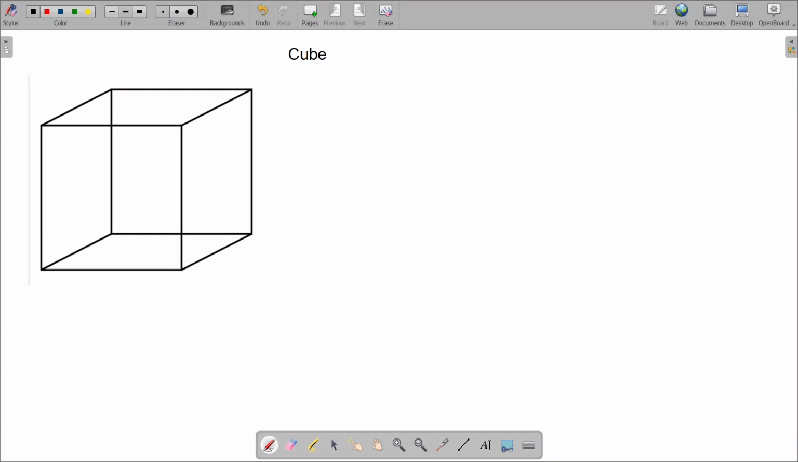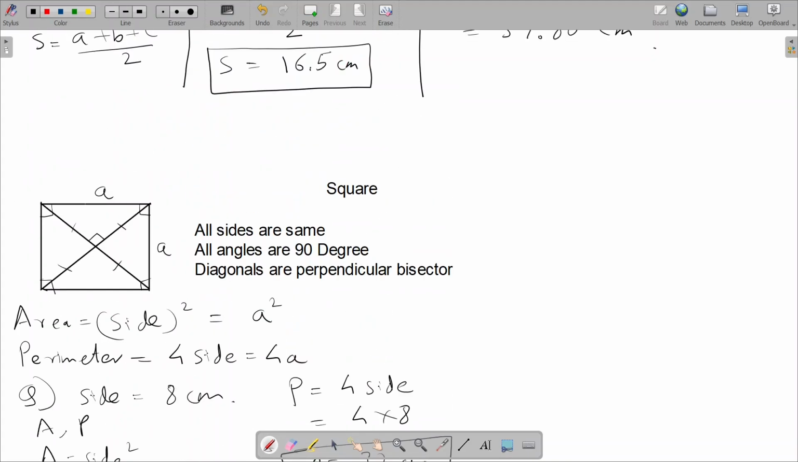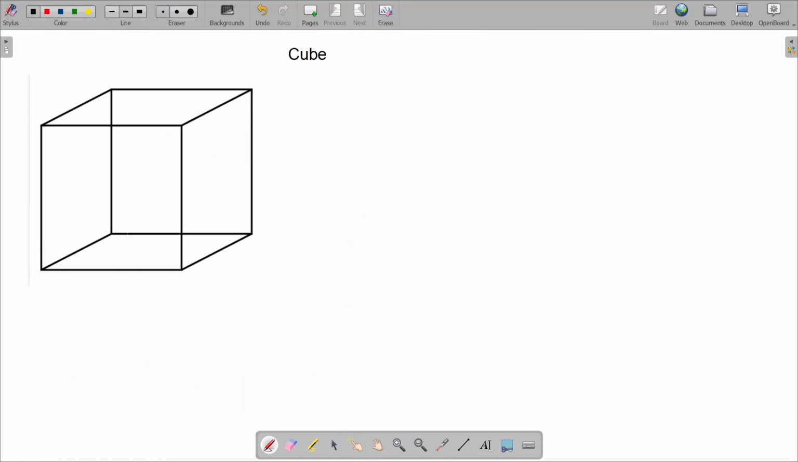The next figure, logically after a square, should be a cube. A cube is just the 3D version of a square. You have to apply the properties of a square. If you see these front lines, this is the front, and this is the back side, or you can say back lines. This is in front, near to you. In a square, all sides are the same. Even in a cube, all the sides are the same. So all the sides will be A.